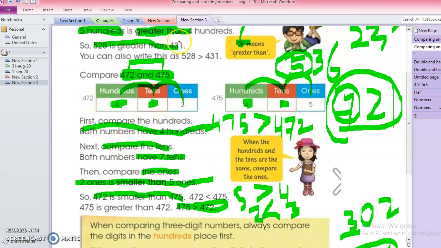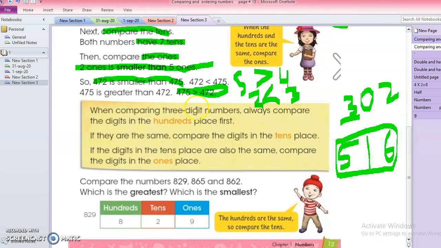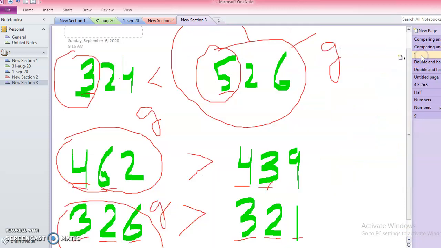Where is the cursor? This. Okay. So, in short, when comparing 3-digit numbers, always compare the digits in 100 place first, then go to the tens place, then in the last check ones place. Here we have one more example in the book, but we'll do it later. Okay. Coming back to the practice questions.